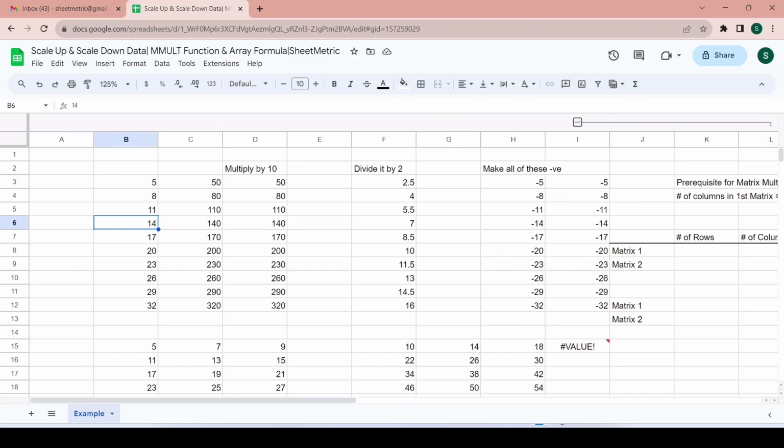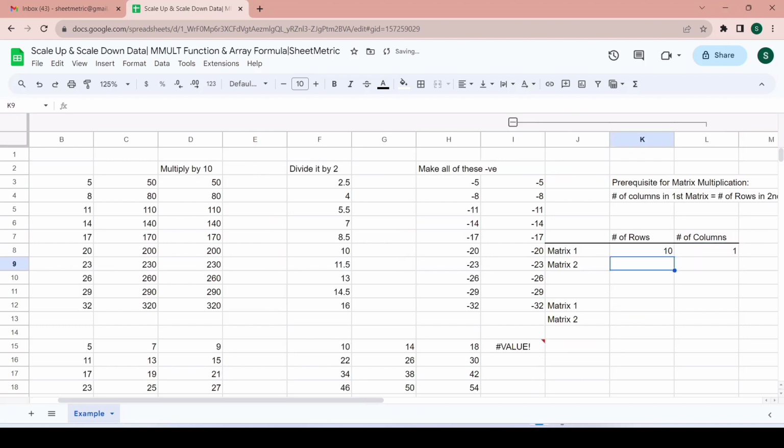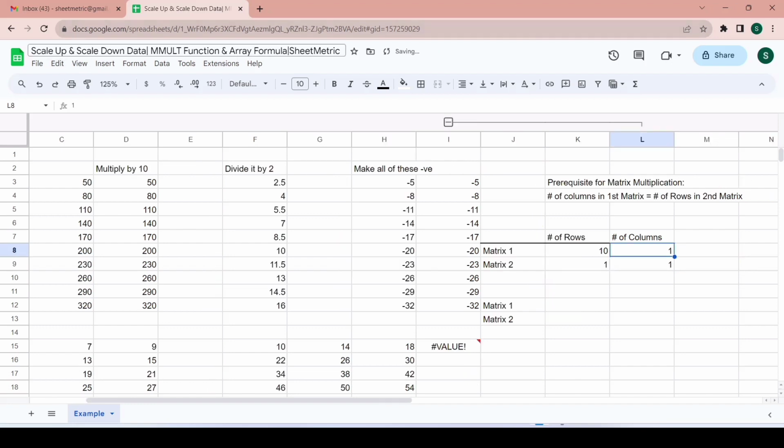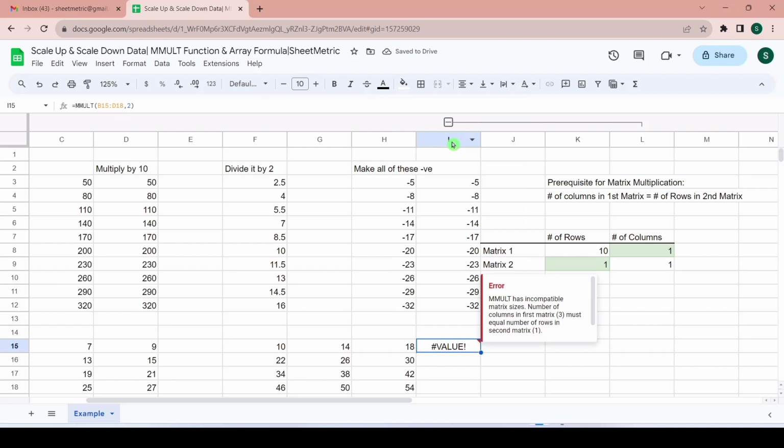So here we were able to use the MMULT function because this was the first matrix, which was a 10 by 1 matrix, meaning it has 10 rows and 1 column, and the second matrix was 10, which is a matrix with 1 row and 1 column. So here you can see the number of columns in the first matrix was equal to the number of rows in the second matrix. That is why we were able to do the matrix multiplication with the MMULT function.